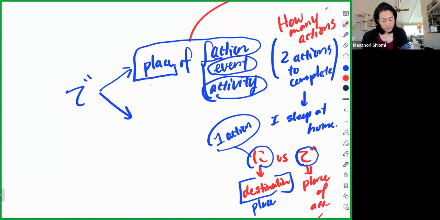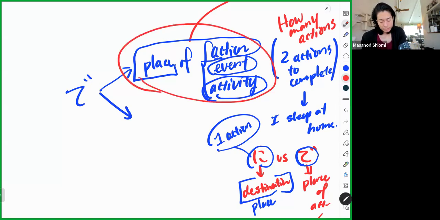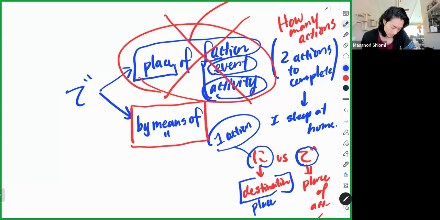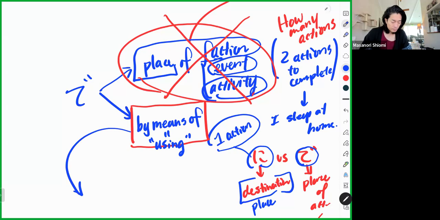But this one is just review. The important thing is the second function. It's by means of. This one might be a little bit confusing to understand, but basically, an easier way is to just translate it as using. Let me explain.